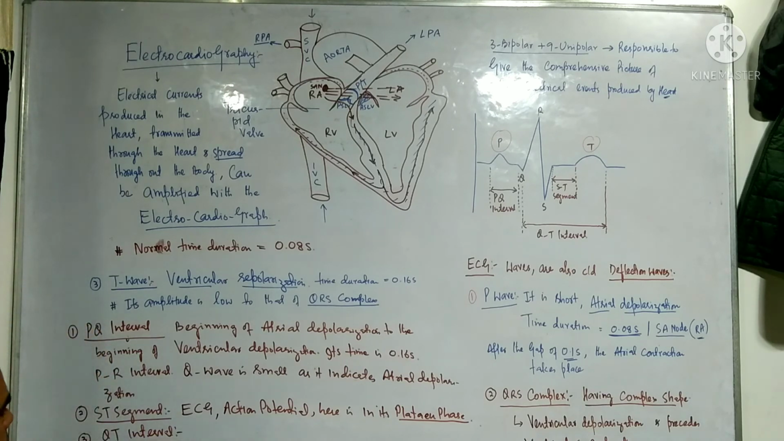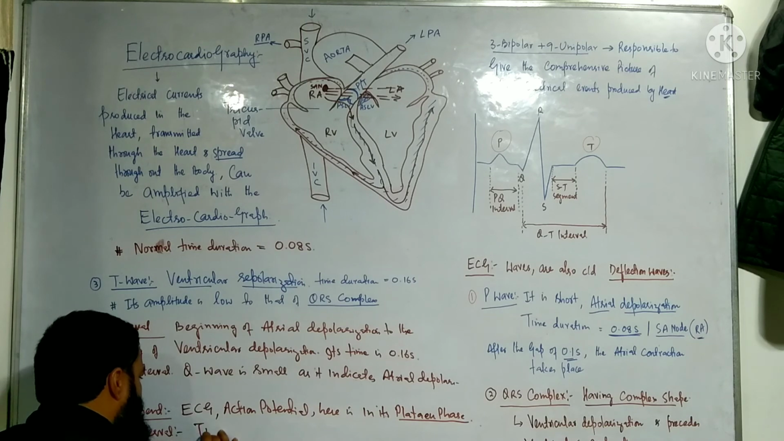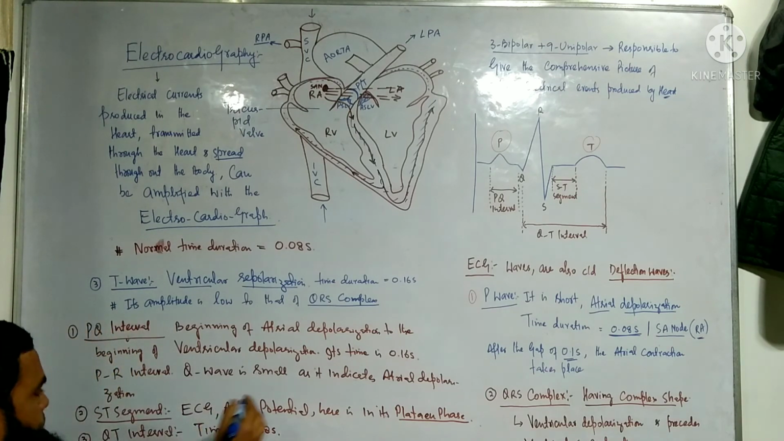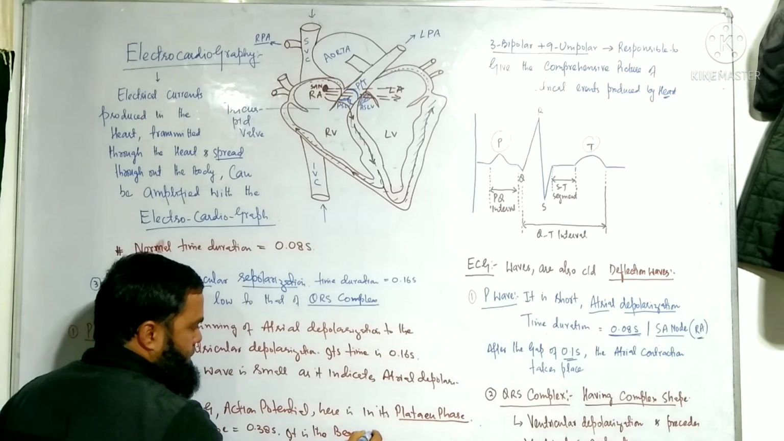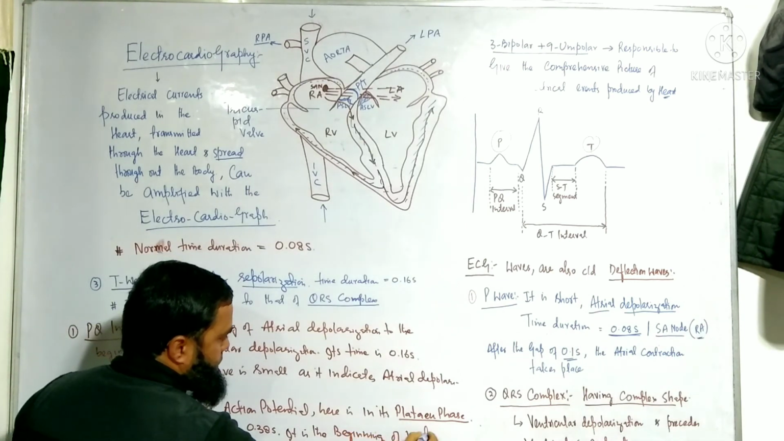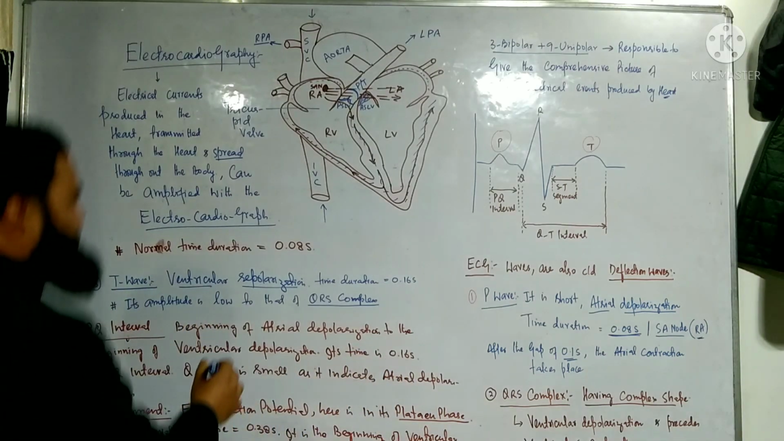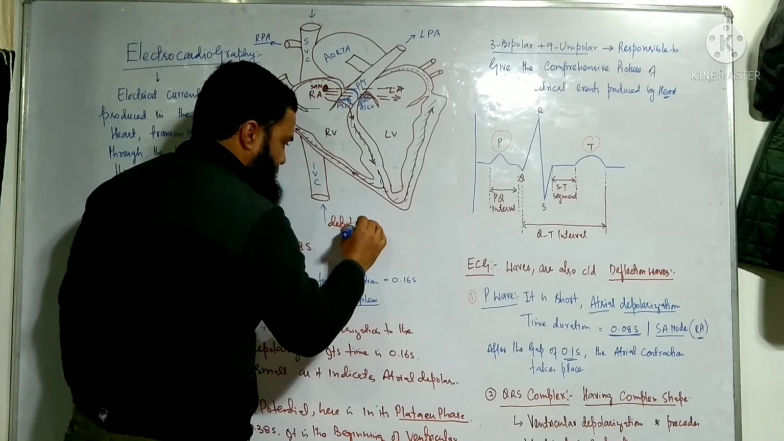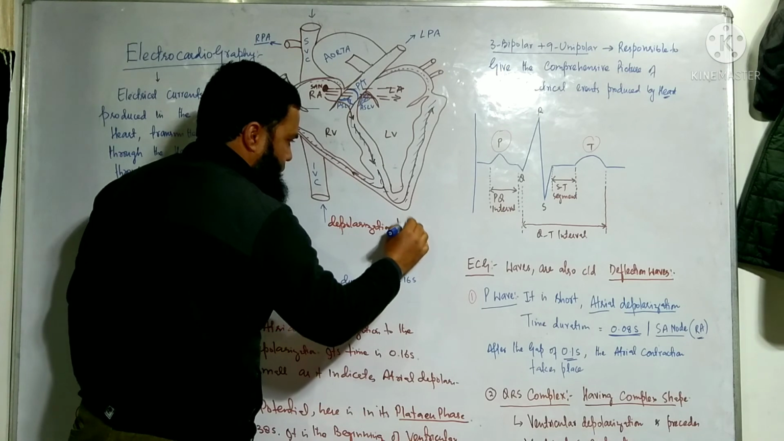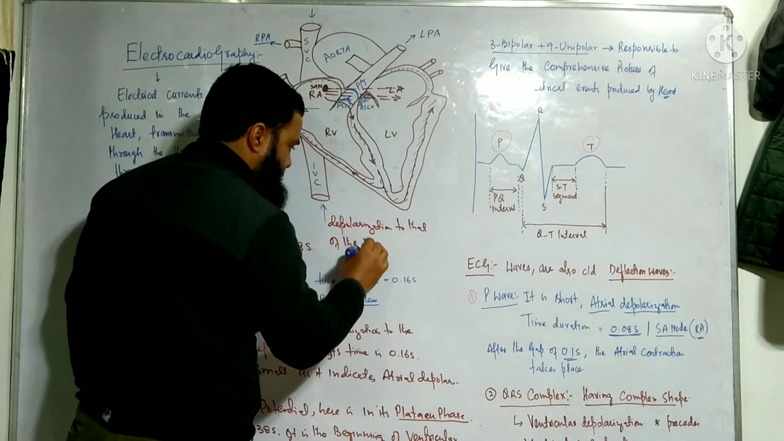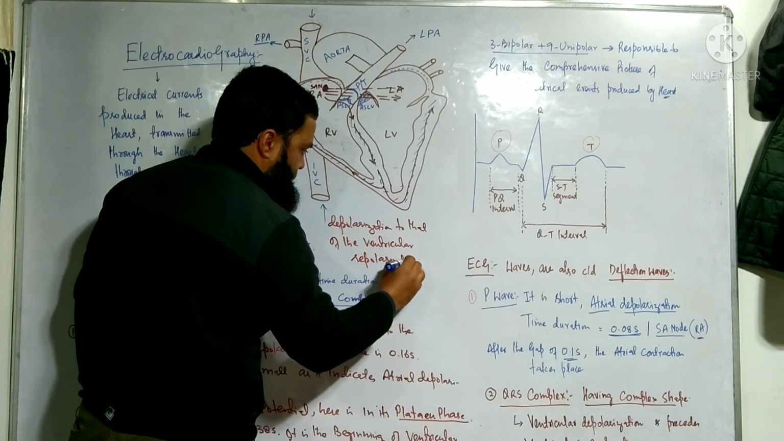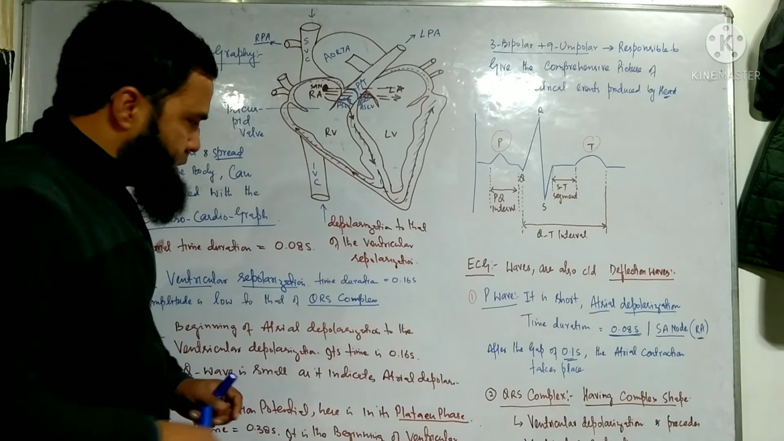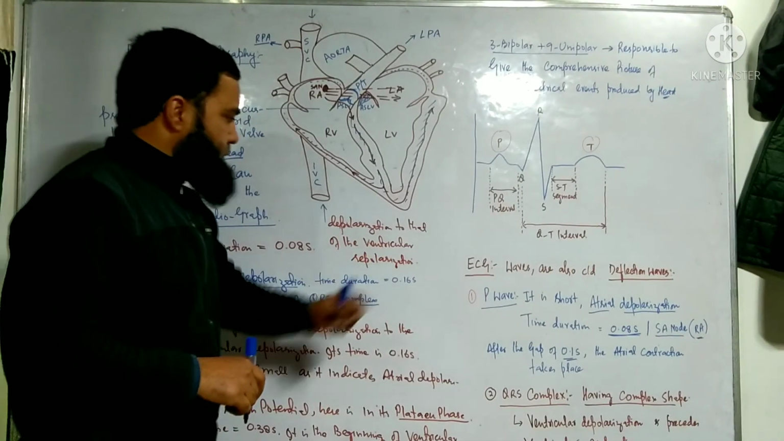Then there is another segment, the QT interval. The time duration of the QT interval is 0.38 seconds, and it is the beginning of ventricular depolarization to that of the ventricular repolarization.